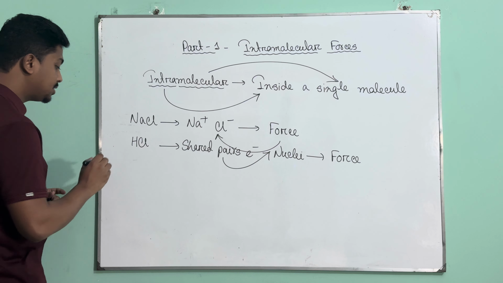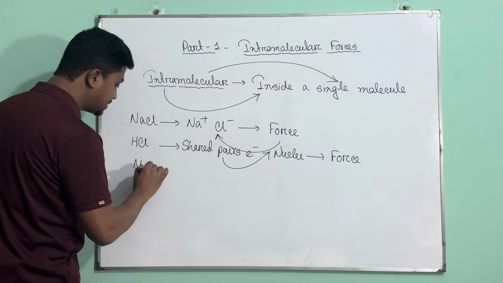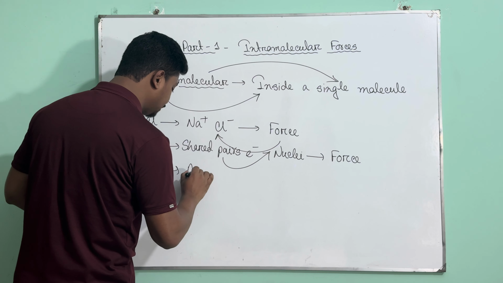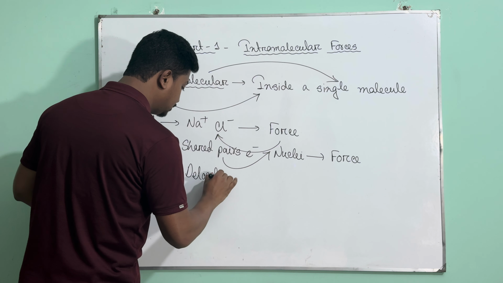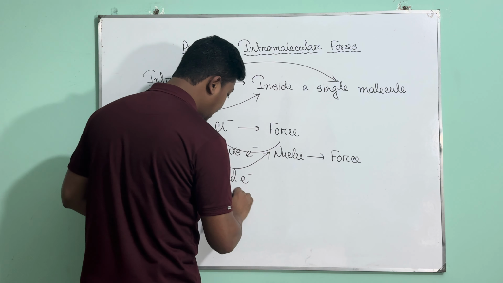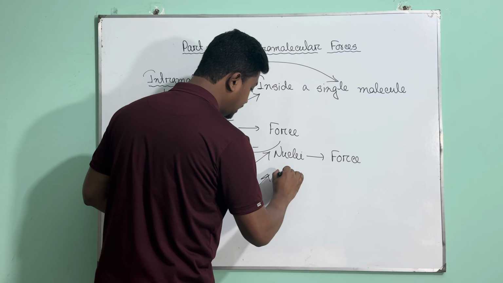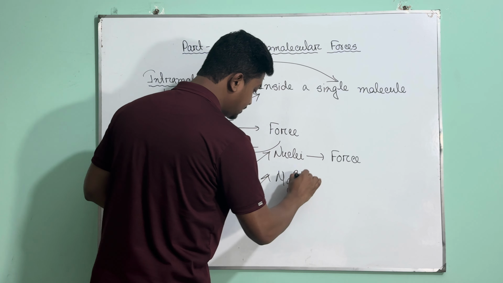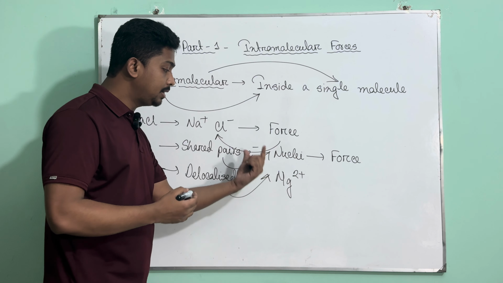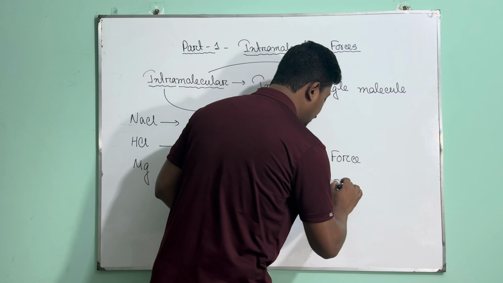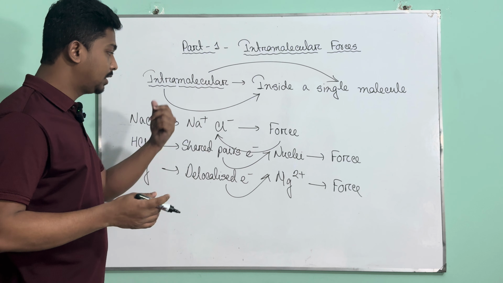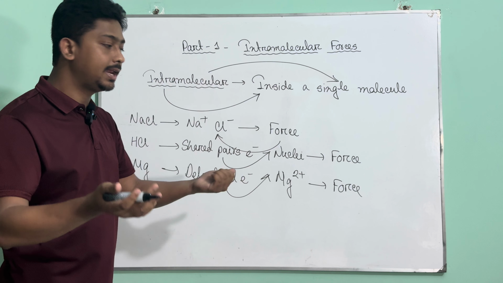Now let's move on to another example: a metal, magnesium. We know that inside a metal we're going to have delocalized electrons, right? These delocalized electrons are attracted to the positive magnesium 2+ nuclei with another force. And all these three forces are electrostatic forces, because something positive is attracting something negative.